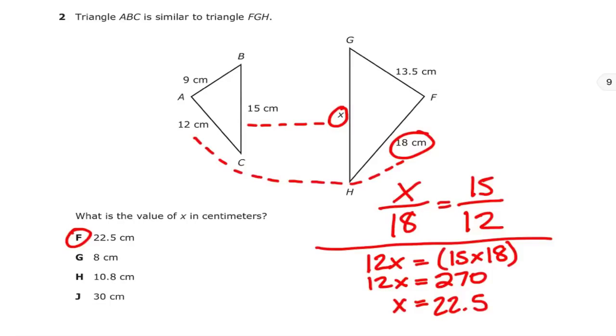So we have x over 18 from triangle FGH, and then we have 15 over 12 from triangle ABC. Cross multiply, you're going to get 12x, and then you need to multiply 15 times 18, which will get you 270. You need to divide both of those by 12 to get x by itself, which will result in 22.5, which you can see that answer is F.